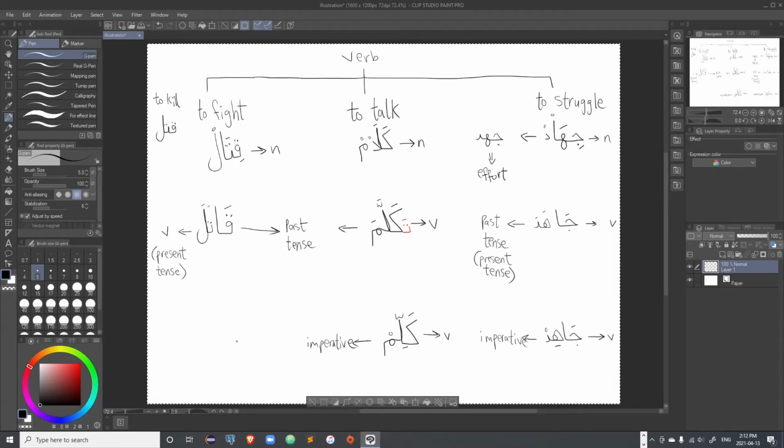For the imperative, it is spelled the same as the past and present tense, with the differences in the diacritics, of course. This is a verb. I'll say this is the imperative. قاتل. قاتل. And of course, as we said, it is different from قتل, which is to kill for the sake of killing or with the intention to kill.